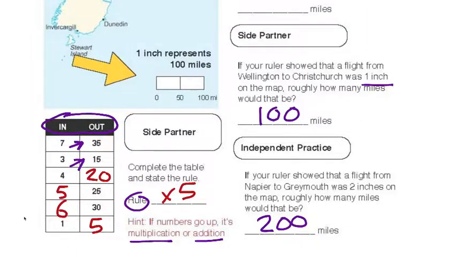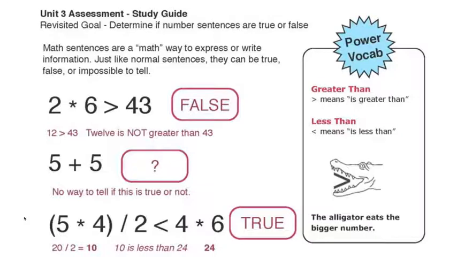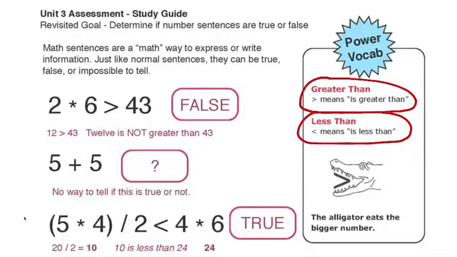Excellent work. Our next goal is actually a goal from before. It's a revisited goal: determine if number sentences are true or false. Math sentences are a math way to express or write information. Just like normal sentences, they can be true, false, or impossible to tell. One thing to remember: this sign means greater than, this sign means less than. I kind of like imagining an alligator. He eats the bigger number. So for example, 10 is the bigger number compared to 5, little Pac-Man eating the 10.